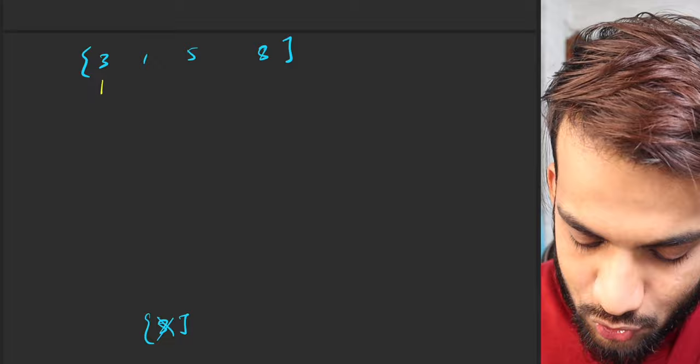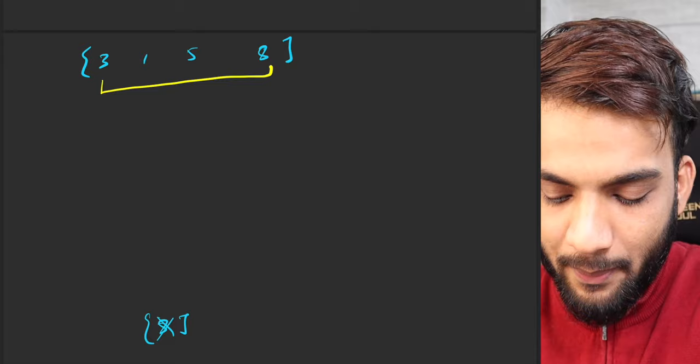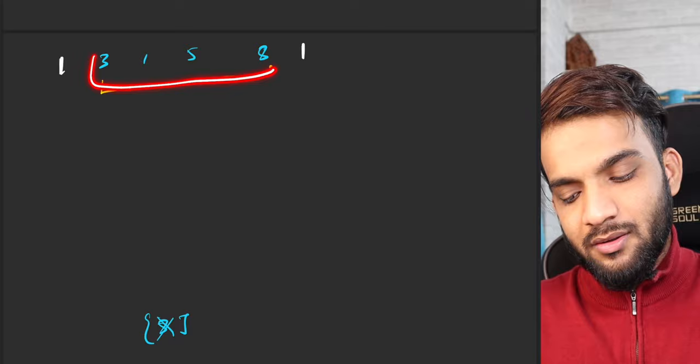That has to be solved. Now, to avoid complications, we know on the right of 8 there is no one, and on the left of 3 there is no one. So, just to avoid complications, I'll add a 1 on the left and I'll remove this, and I'll also add a 1 on the right and I'll remove this. But these are the numbers that I have to solve. Just to avoid complications, I added a 1 on the left and right.